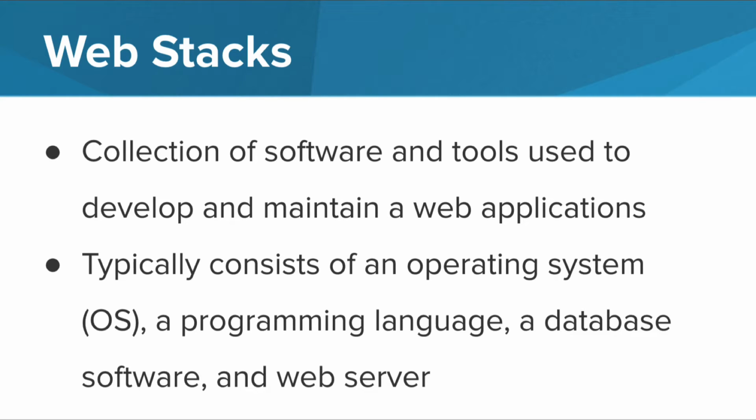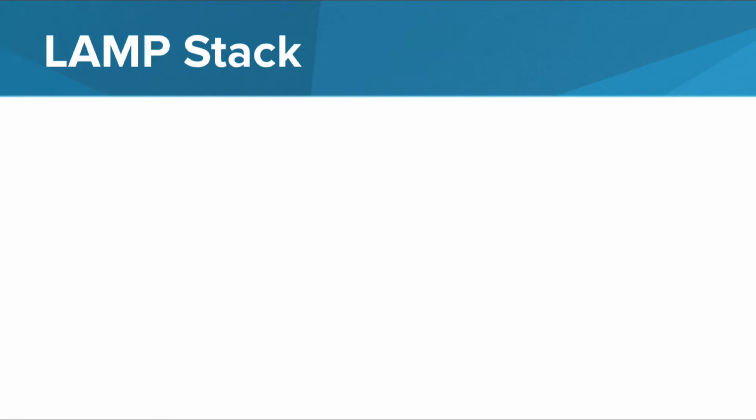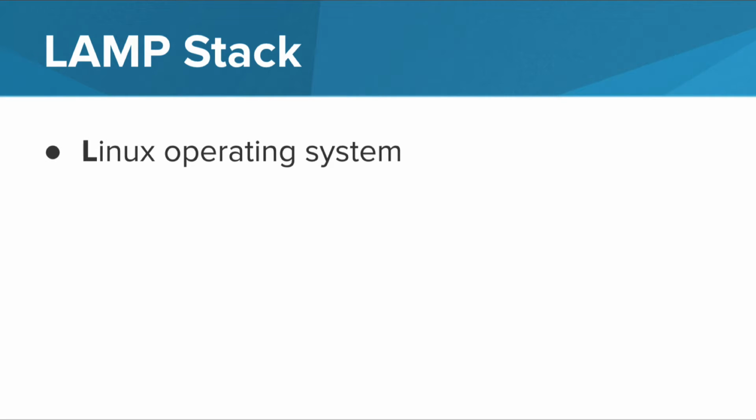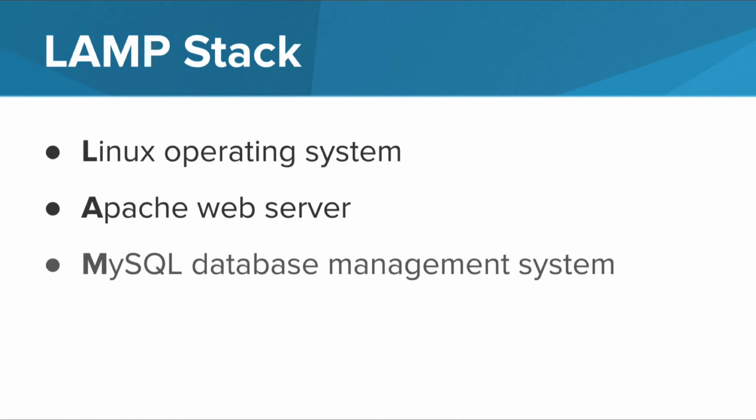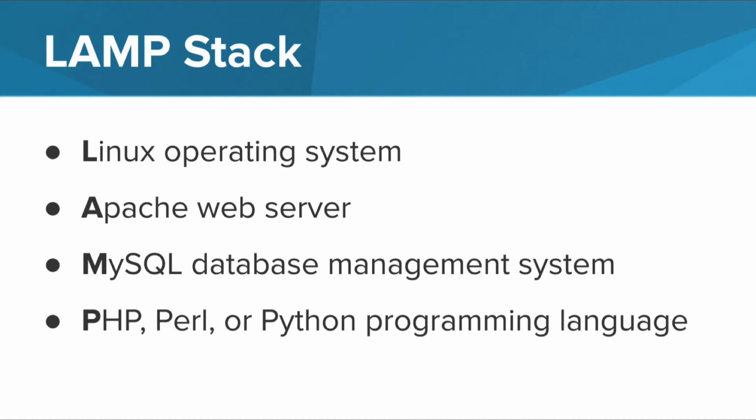Let's take a look now at two popular web stacks, their components, and why a web developer may want to use each stack. The LAMP stack is a traditional collection of software developers use to create web applications. It consists of a Linux operating system, an Apache web server, a MySQL database, and either the PHP, Perl, or Python programming language.